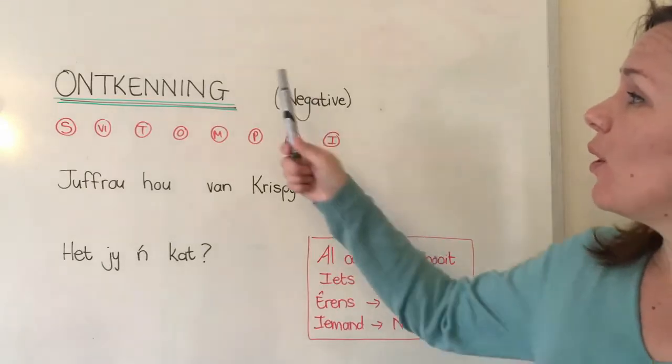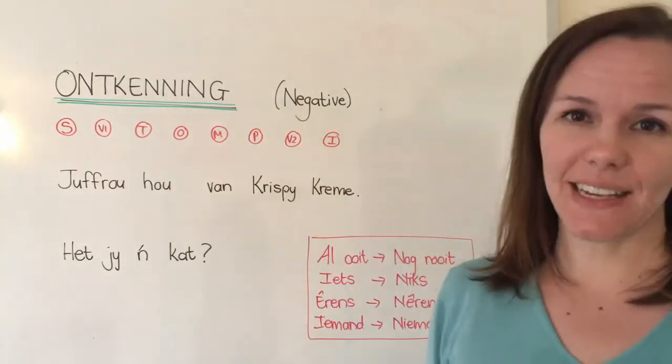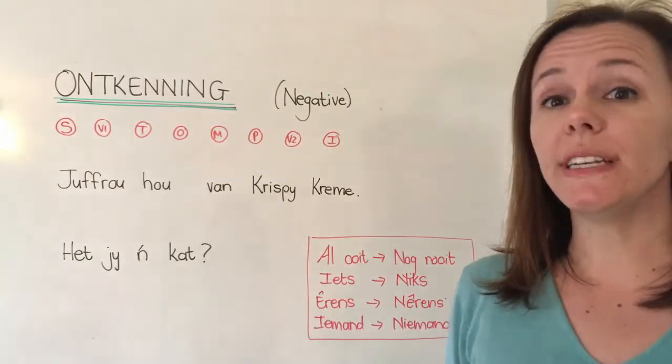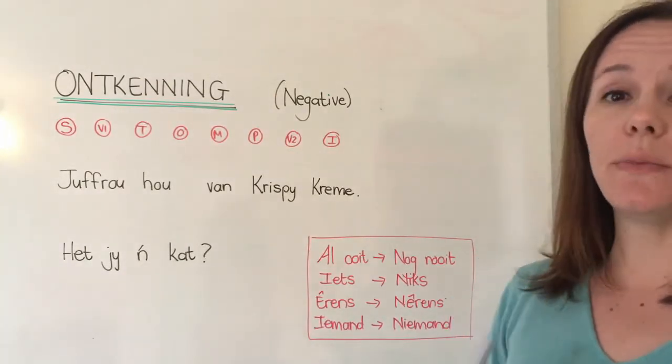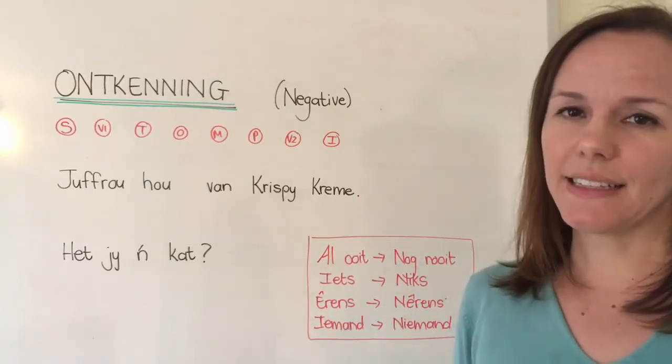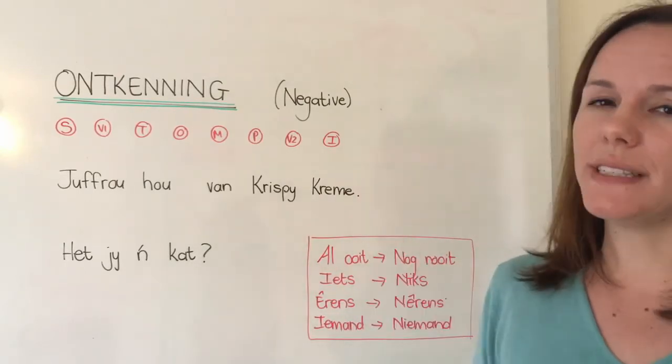Vandag doen ons ontkenning, the negative. Now, to ontken something means to deny it. So the negative means to basically say, no, it's not like that. It's almost like the opposite.